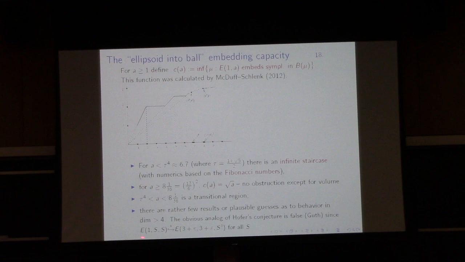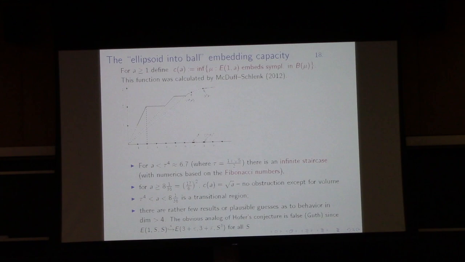means that people have no guesses. But you can make an analog of Hofer's conjecture, but it's definitely wrong. In other words, you can take an analogous set of numbers and say there's an embedding if and only if one such number is less than the other, and this embedding comes in. And nobody has a guess as to what the other answer is.